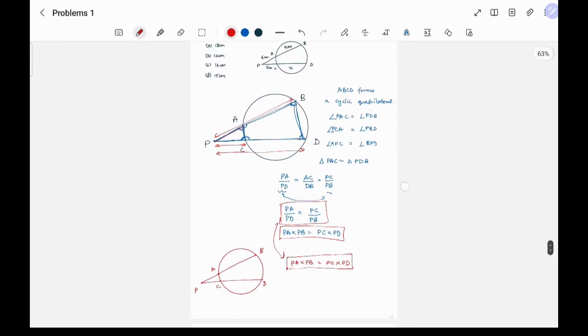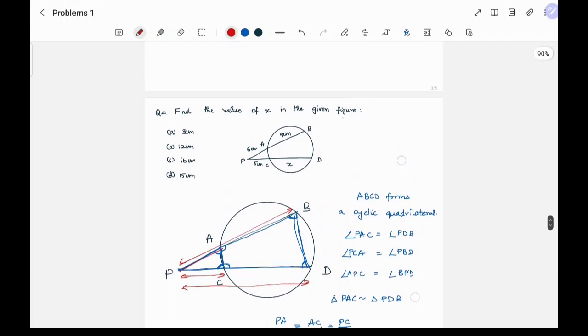Nothing special here. Okay, now so we can apply this here. PA into PB is equal to PC into PD. PA is 6, PB is 6 plus 9, which is 15. PC is 5 into PD is 5 plus x. So if we, so this and this goes 3 times. We have 18 is equal to 5 plus x. So x is equal to 18 minus 5, which is 13 centimeter. So option A is the correct answer.